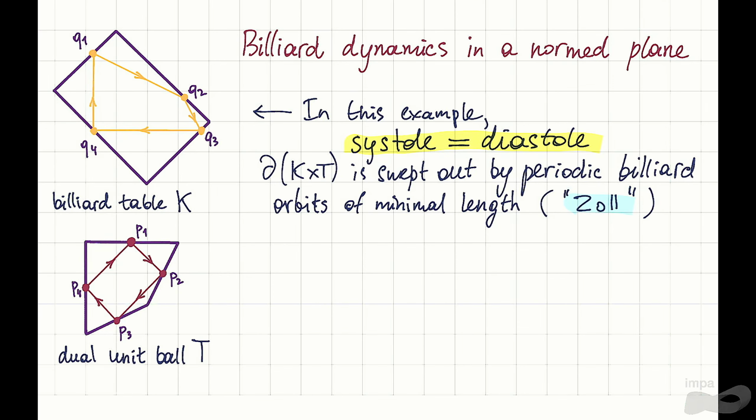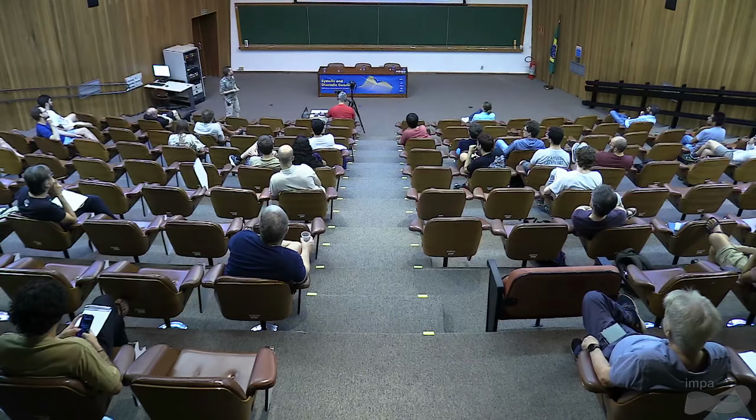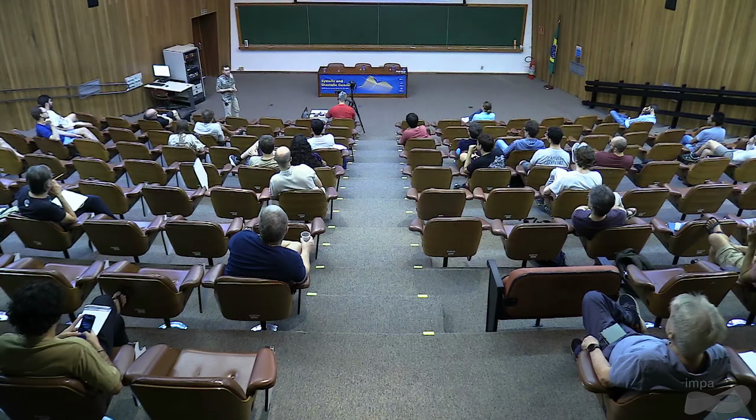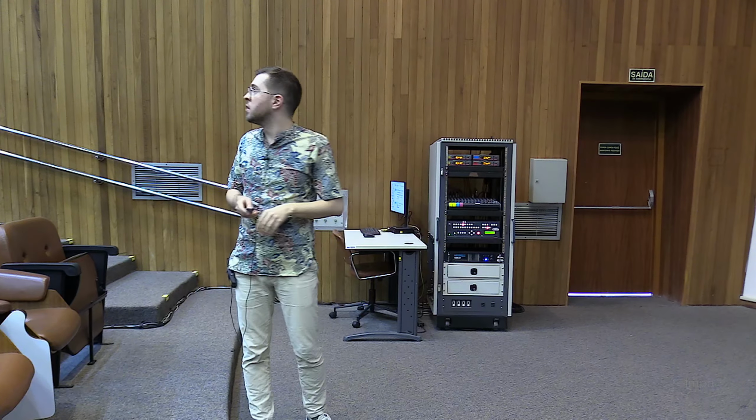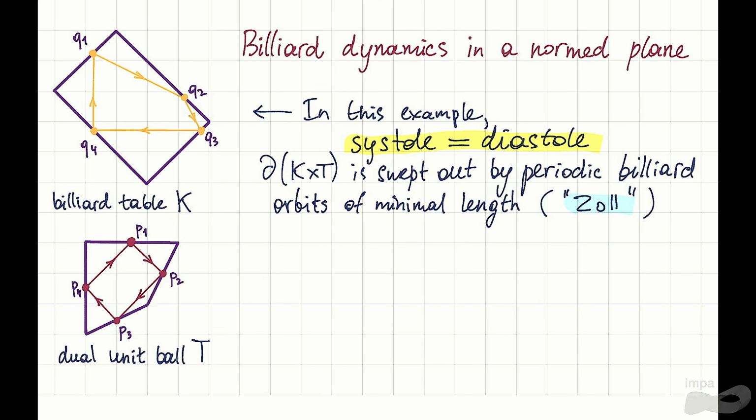But you can prove separately that the shortest one is this one. But again, this notion is really unimportant. I just wanted to say that I would use the word diastole to say, in other words, that in this particular example, the billiard dynamics is particularly nice.